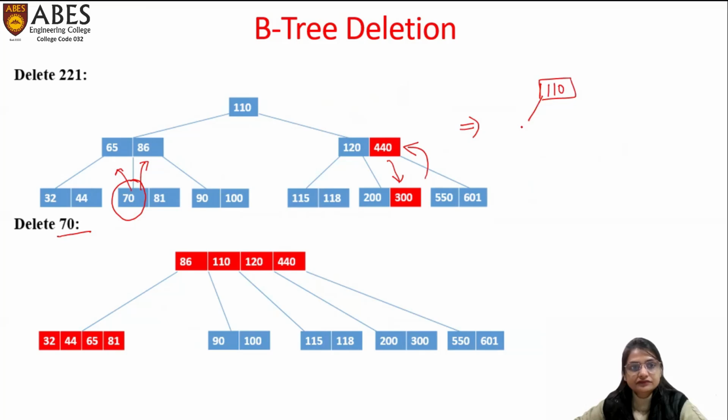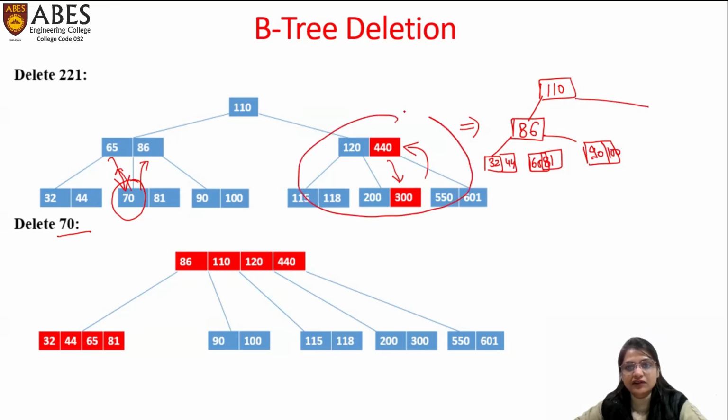110. Then 70 has to be deleted. Then this 65 value will come down after deleting this. After shifting 65, 85 and 86 will remain here. And here will be 32, 44, and 65 and 81. Okay. And here it will be 90 and 100. The right part will be like this only. There will be no change.